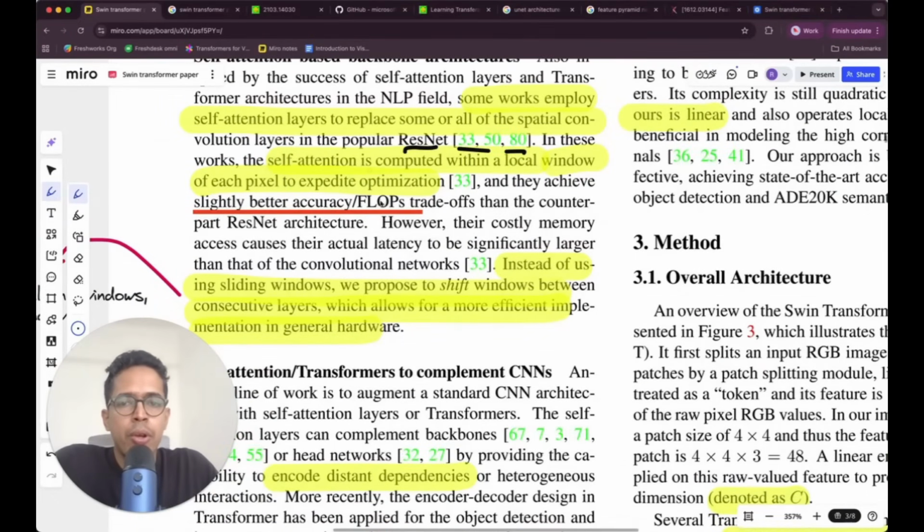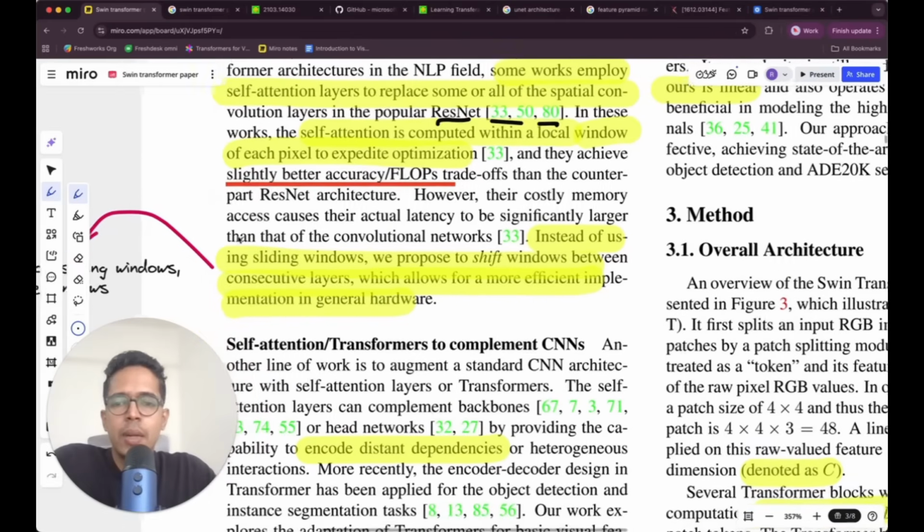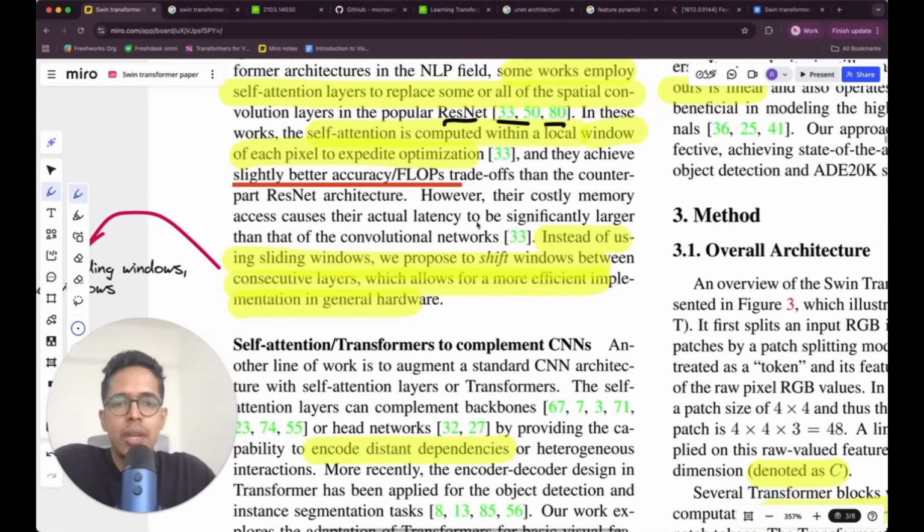Flops, floating point operations, is the trade-off measure. If accuracy is high and flops are low, it means you have a lightweight model with high accuracy. If the accuracy divided by flops ratio is very small, it means you have a heavyweight model with low accuracy, which is the worst case. They achieved a better trade-off than the counterpart ResNet architecture. However, their costly memory access causes their actual latency to be significantly larger than that of convolutional networks.